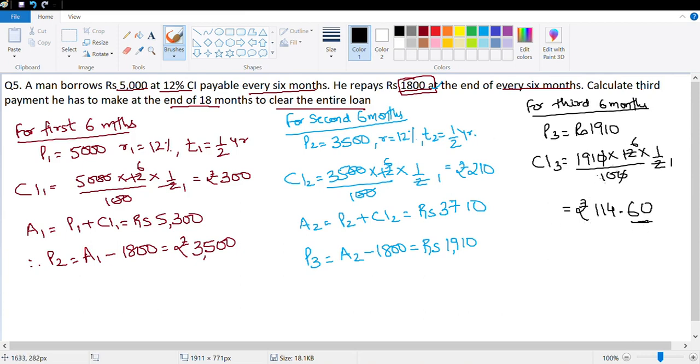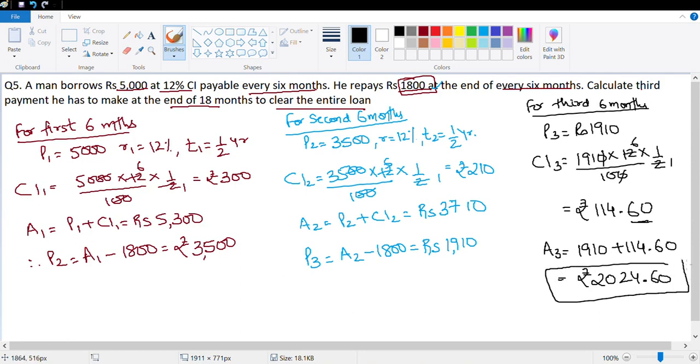114.60, which means the amount at the end of the third term will be 1910 plus 114.60, which would be equal to rupees 2024.60. So that's the total money outstanding at the end of 18 months, which he needs to pay to clear the entire loan. Let's look at the next question.